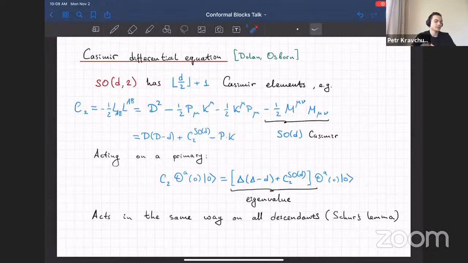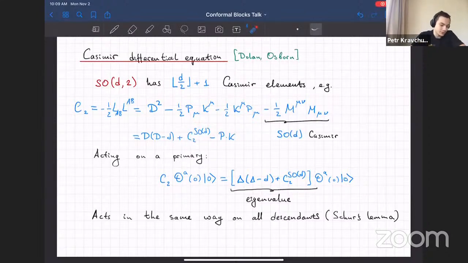Now, a useful rewriting of this formula is by using the commutation relation between P and K to move K to the right in this term. So it becomes two copies of this term, so we get minus PK, but it introduces some combination of dilatation and just changes D squared to D times D minus d, where small d is the space-time dimension. And you can also observe that this part is just the quadratic Casimir of the Lorentz group.